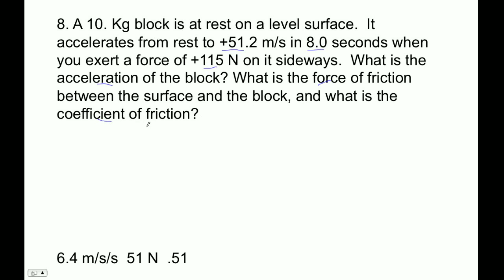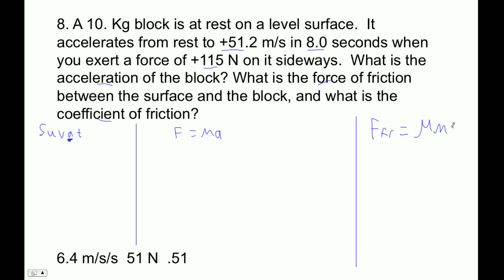What is the coefficient? So on this one, we're going to solve a SUVAT problem. Let's just divide this up, right? Let's do a SUVAT problem, and ultimately we want to find the acceleration. Then we're going to solve an F equals ma problem, and one of the forces we'll figure out will be the force of friction. Then the force of friction is mu times m times g, because we'll have the force of friction from this, and we'll use that to find the coefficient.